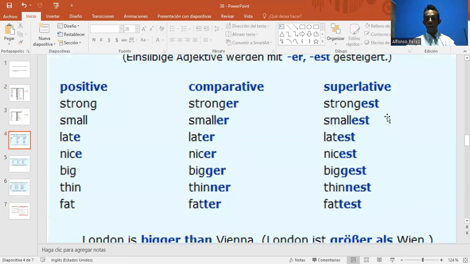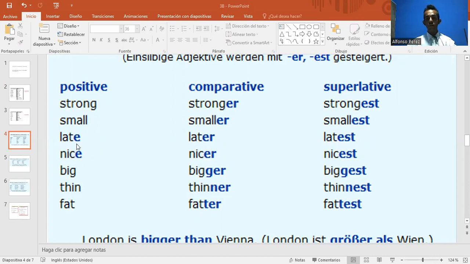We have three categories. The natural form for an adjective is positive, strong. The comparative is when you have two objects. My brother is stronger than me. And the superlative means superior. My brother is the strongest. Strongest, so it's the only one. Small, smaller, or superlative, smallest.